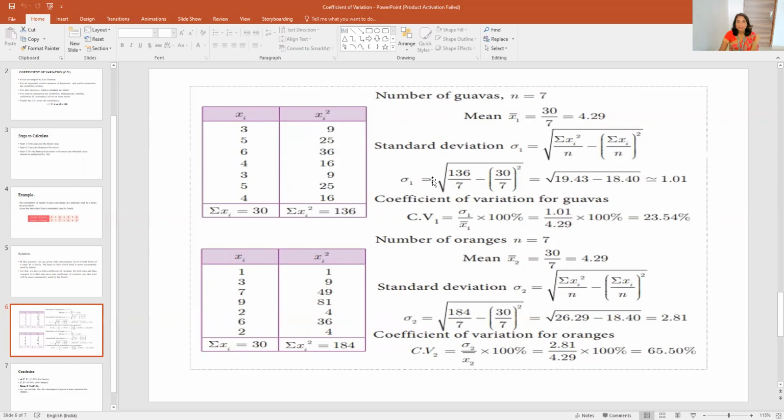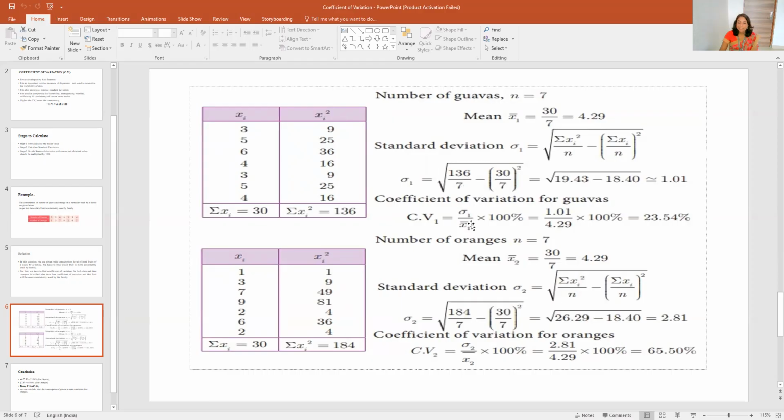So the standard deviation for guava: summation of x square is 136, and the data is given for 7 days, so n is 7, minus the square of summation of x, which is 30, divided by 7. After calculating, we got the standard deviation as 1.01.